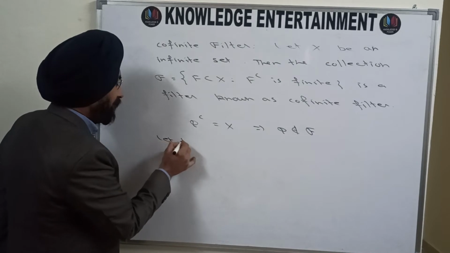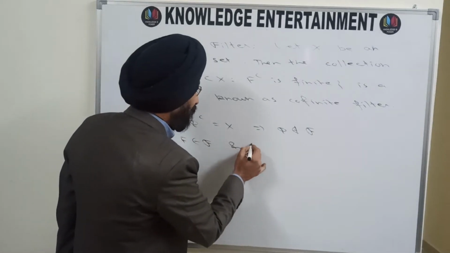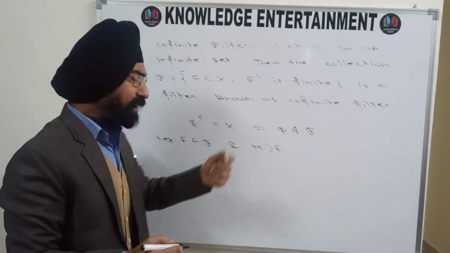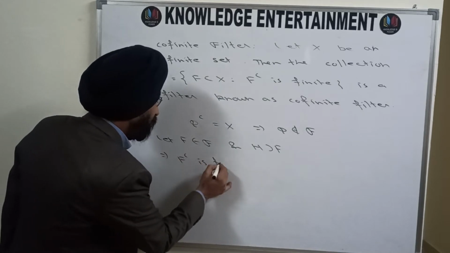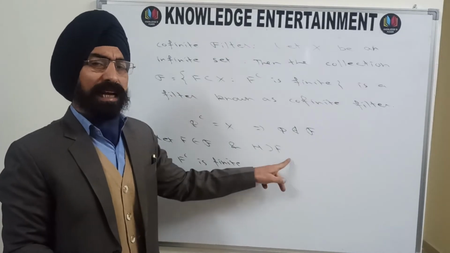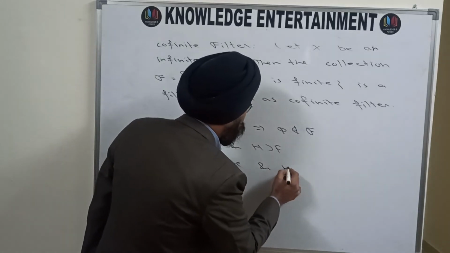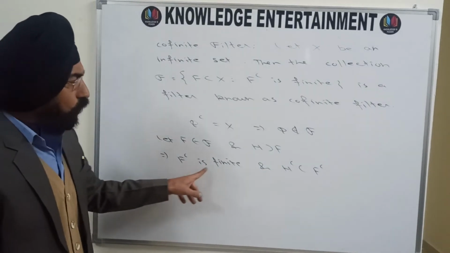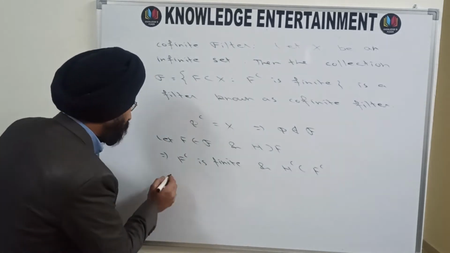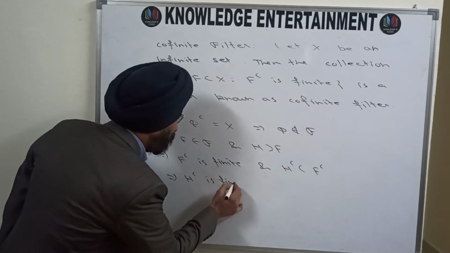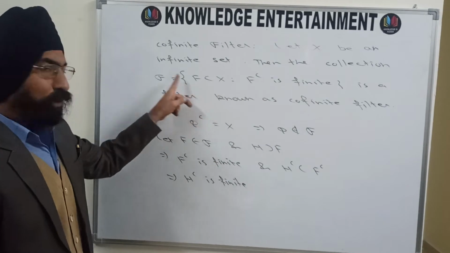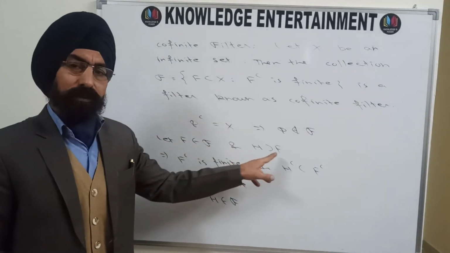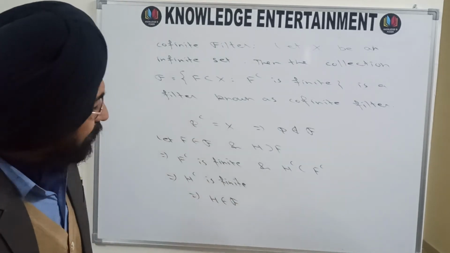Secondly, let F belong to this family and let H be a superset of F. Now F belongs to this family, so F complement is finite. And H contains F. Taking complements on both sides, you will get that H complement is a subset of F complement. Now H complement is a subset of F complement and F complement is finite, and a subset of a finite set is always finite. So H complement is finite, and since H complement is finite, H belongs to F. So the second condition is satisfied: if F belongs to the family and H is a superset of F, then H is also in the family.